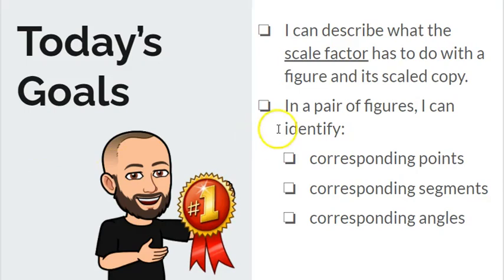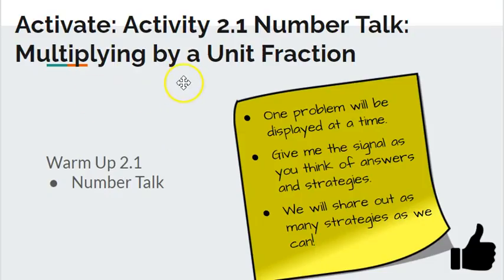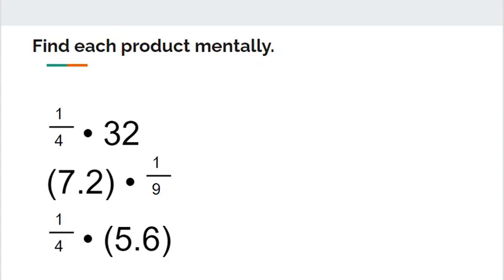So make sure you've got today's date, your I Cans, page number, and you're ready to move on. So first thing is we're going to go through and do a little bit of a number talk by working through some unit fractions. So let's see if you can come up with these mentally.